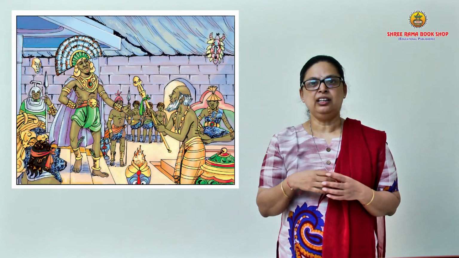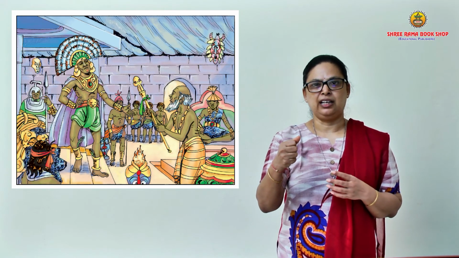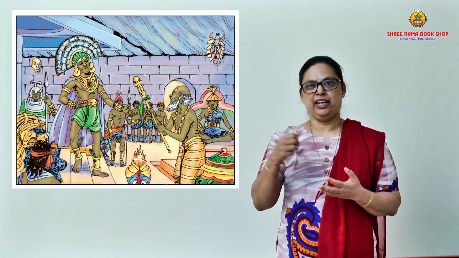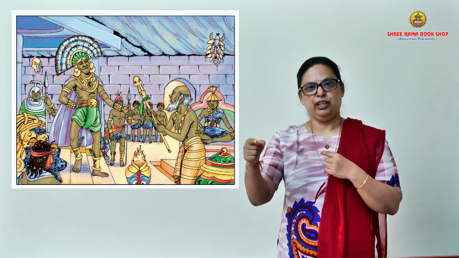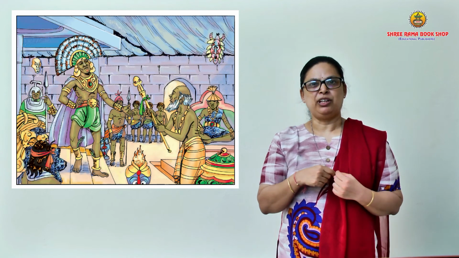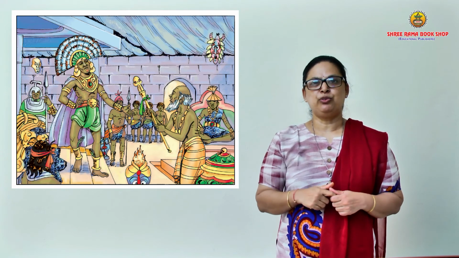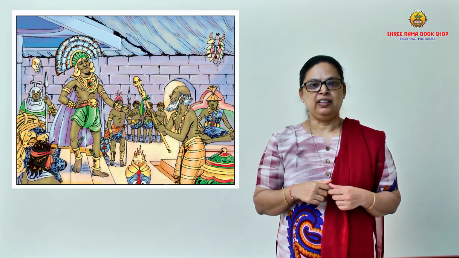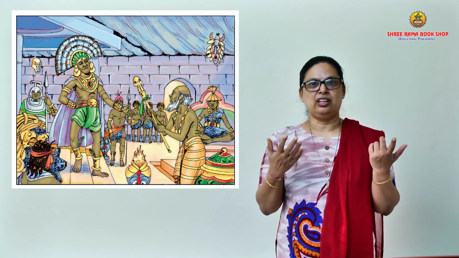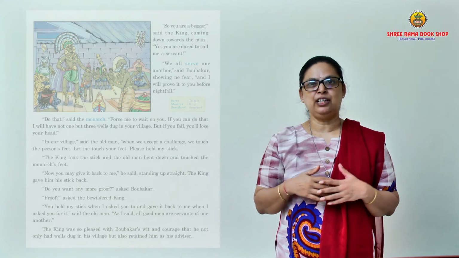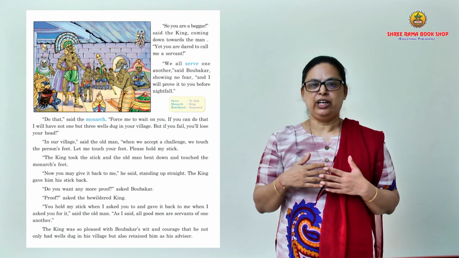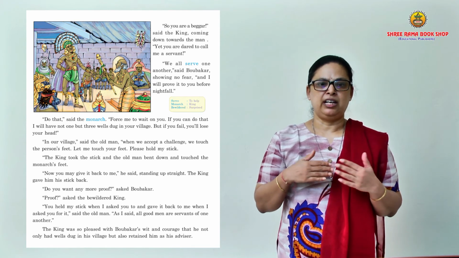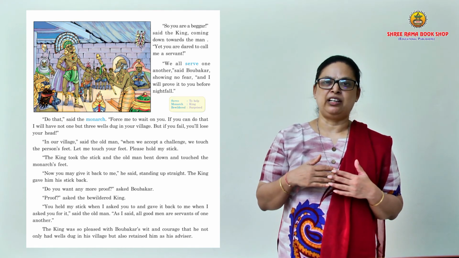Though he is a king, he took the stick in his hand when the old man was bending to touch his feet. And again he gave it back. That means he became a servant of the old man, right? So he has proved it. And he said, do you want any other proof? Then the king was shocked. The king didn't expect this. And he said, "Proof?" "You held my stick when I asked you to and gave it back to me when I asked you for it," said the old man.